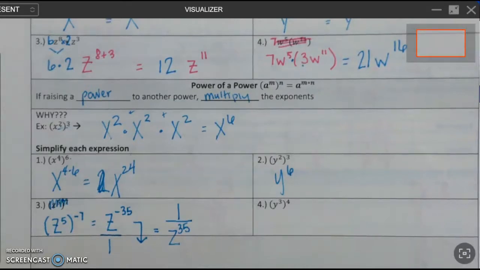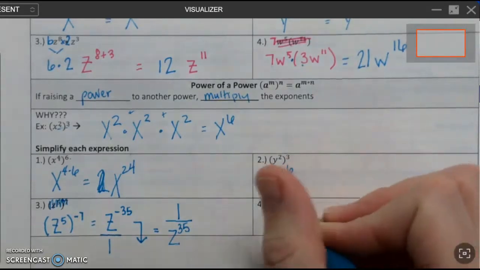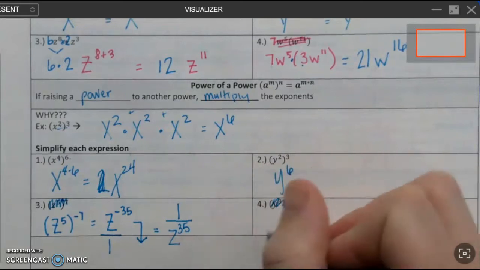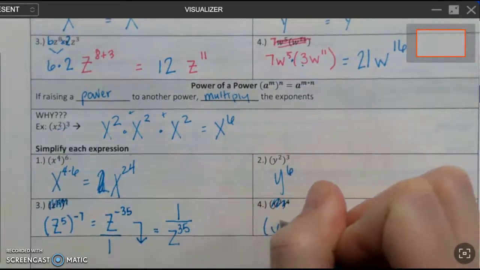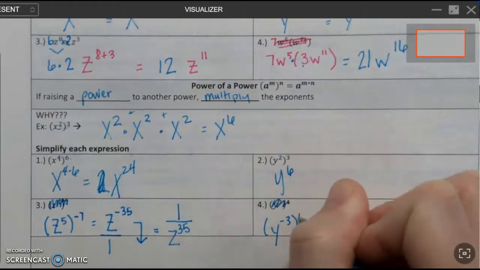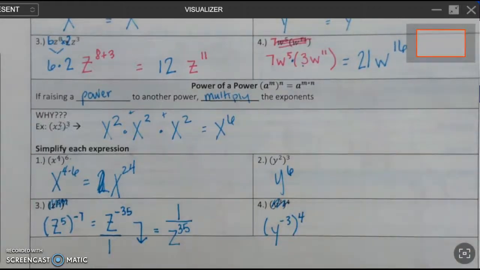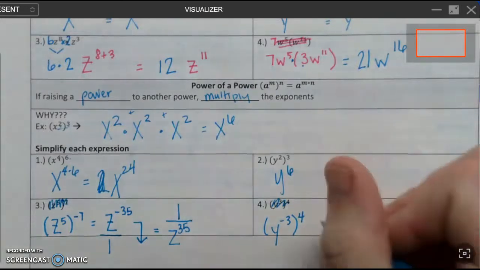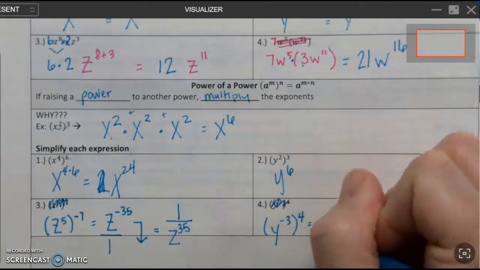Okay, if you'd like to see that again, instead of doing this problem, maybe we go y to the negative 3rd to the 4th. It's going to end with a similar result, but let's try something a little different and make it a little bit more difficult, see what happens. This will be y to the negative 12th.